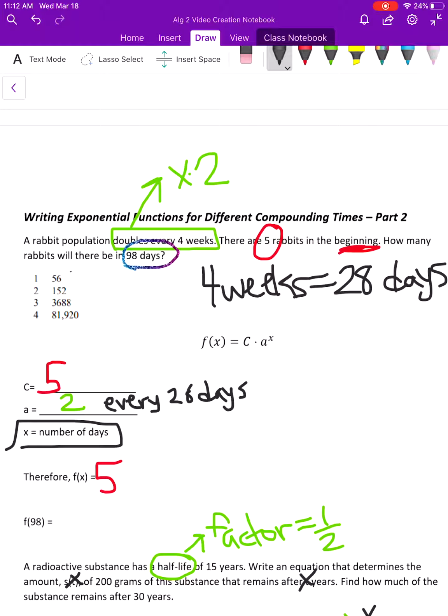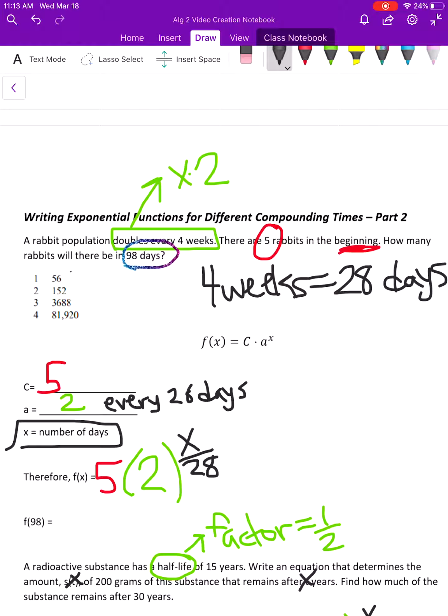And now it's no different than the one that we were just talking about. Instead of it halving every 15 years, it's doubling every 28 days. So now we're going to do a factor of 2. And instead of dividing by 15, we're going to divide by 28. Because that is the period over which the rabbit population doubles just once. And so this is our equation, 5 times 2 raised to the x over 28.